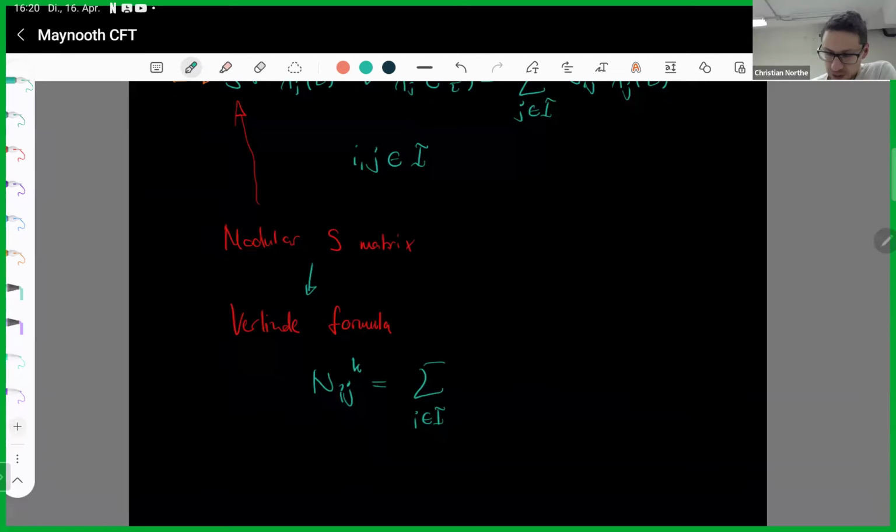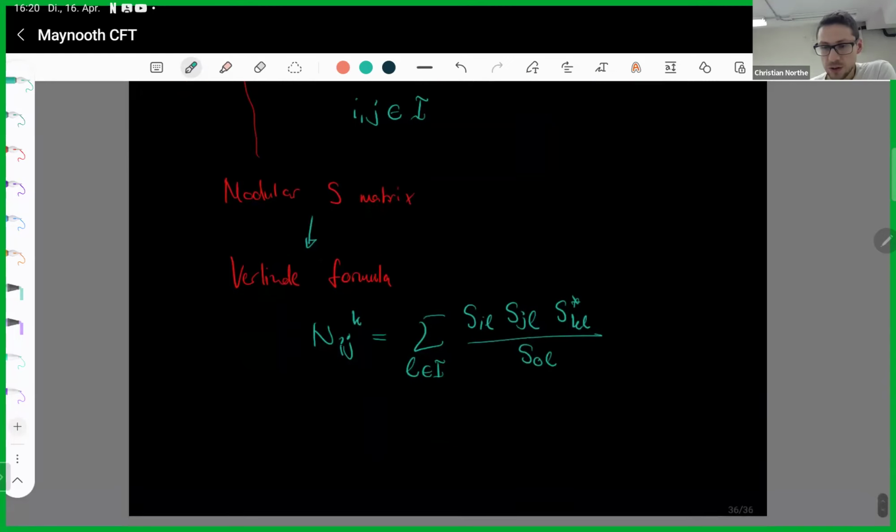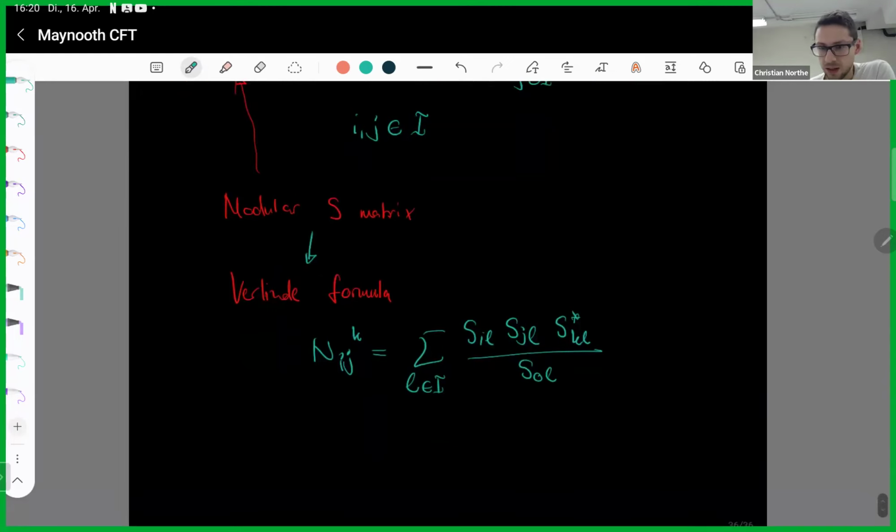So the important thing is that this modular S matrix, the Verlinde formula, takes the fusion coefficients from the beginning of today's lecture and rewrites them as the sum over J of S_IJ, S_JL, S complex conjugate KL divided by S_0L. So this looks like a complicated expression, but this is actually something manageable.